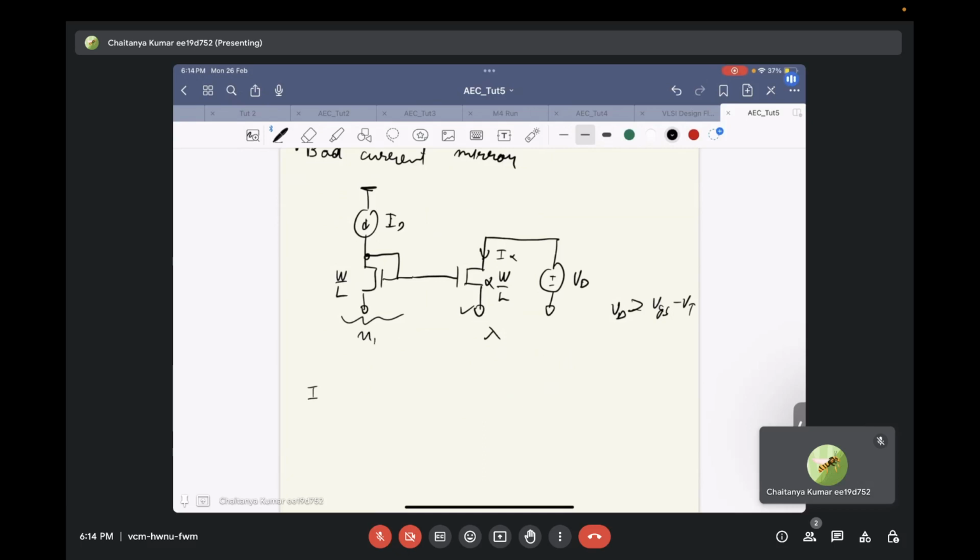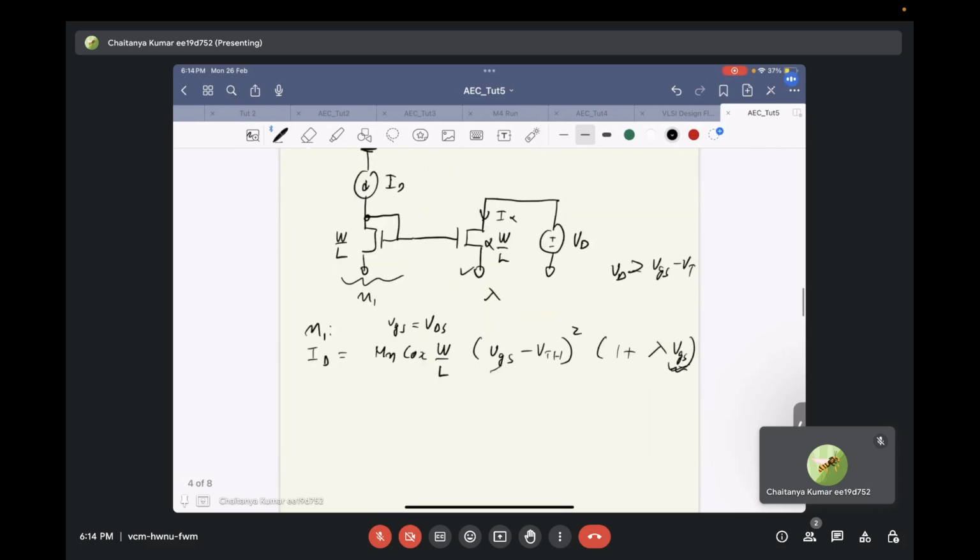For transistor M1, we will have ID equal to mu n Cox W by L into VGS minus VTH whole square times 1 plus lambda VGS. Now why do we have VGS here? Because M1 is a diode connected transistor, so we have VGS equal to VDS. So we have VGS over here as well, VGS over here.